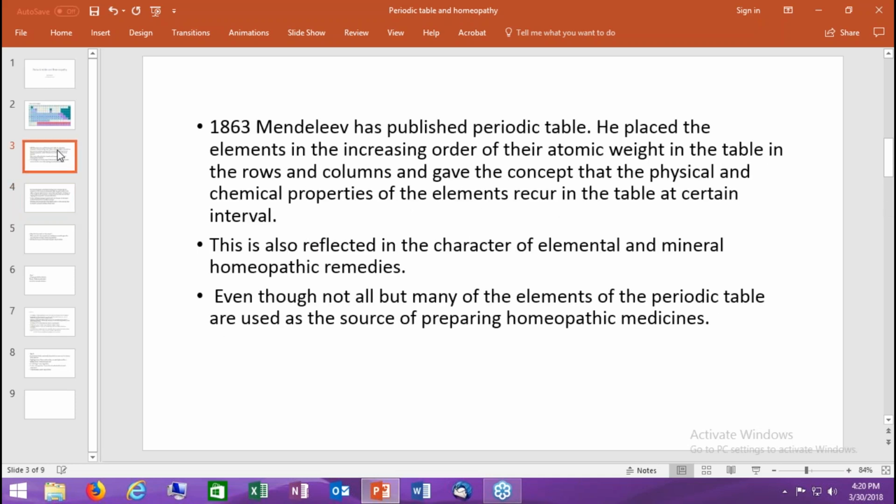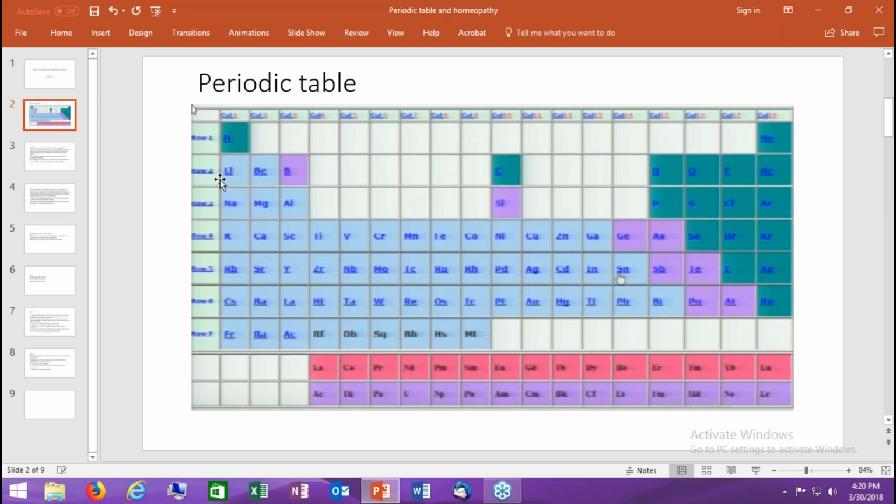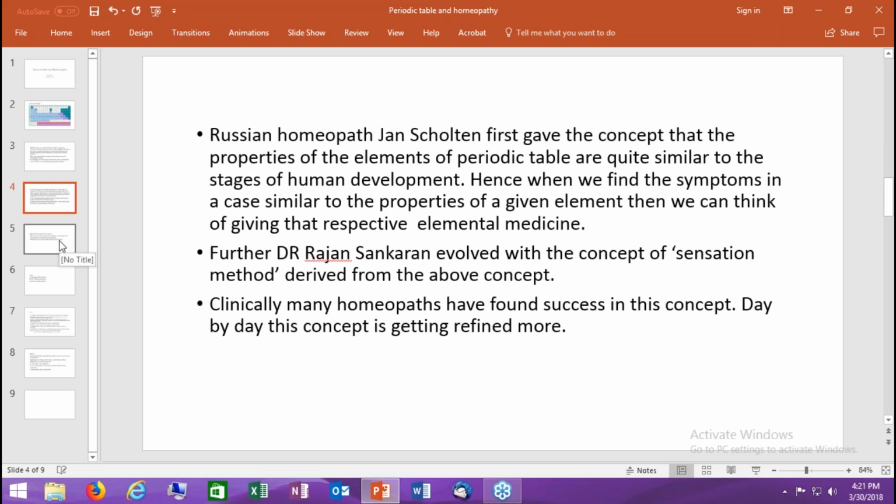Even before, Mendeleev also told that each row of elements, these are the rows, row 1, row 2, row 3, row 4, like this 7 rows are there, and each row's elements have some common properties or common theme. Similarly, each column's elements also have some common theme. However, there are distinguishing features from element to element that we will discuss here, how we can distinguish these.